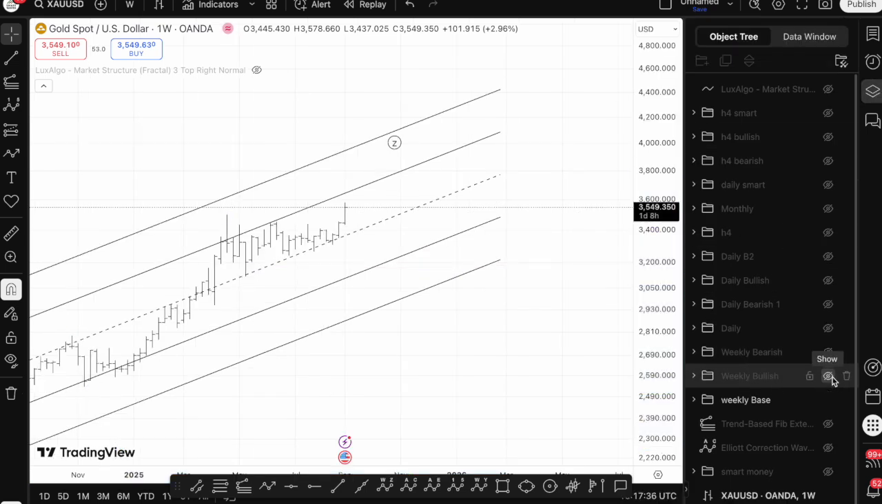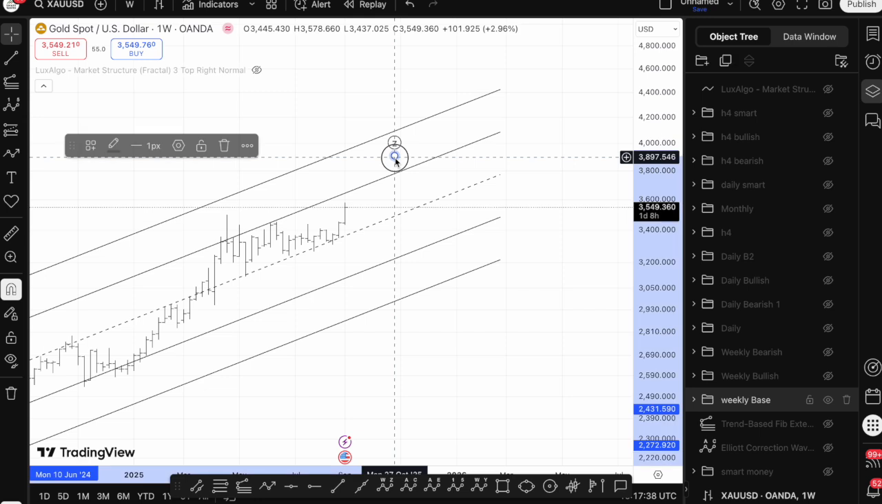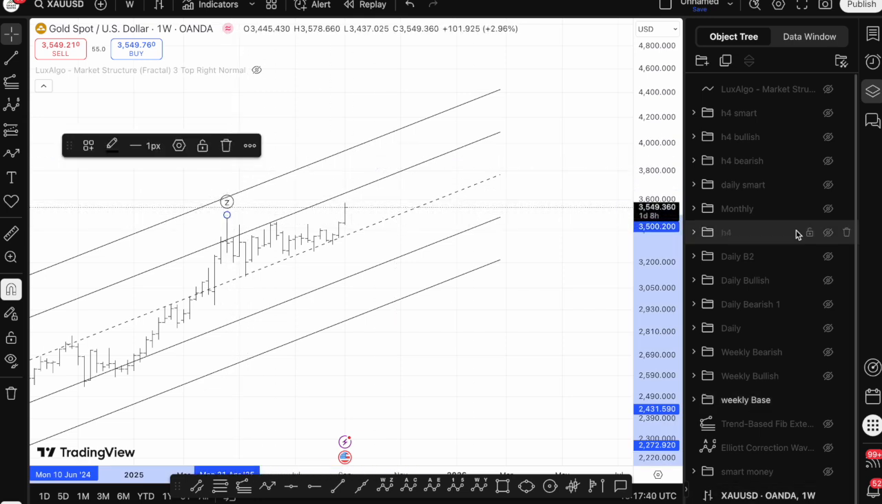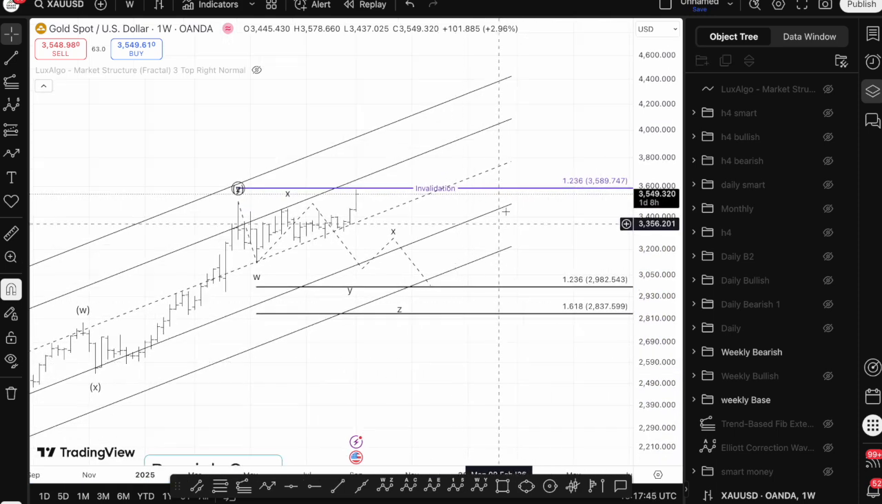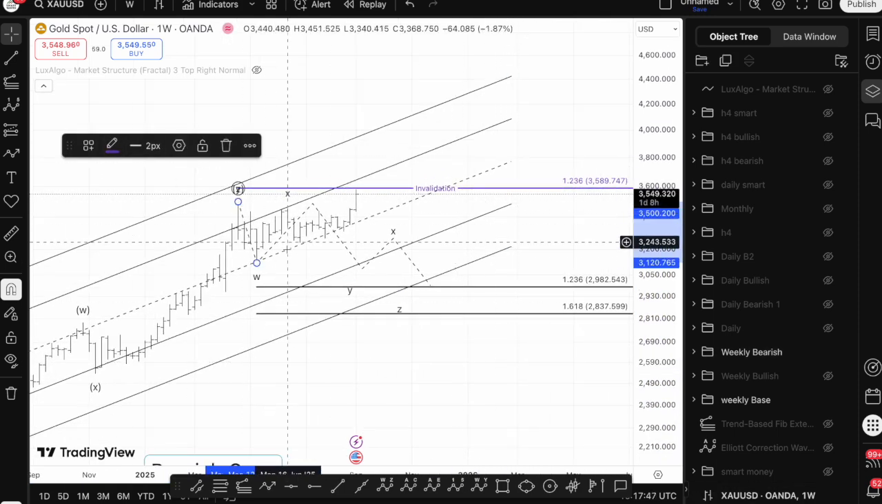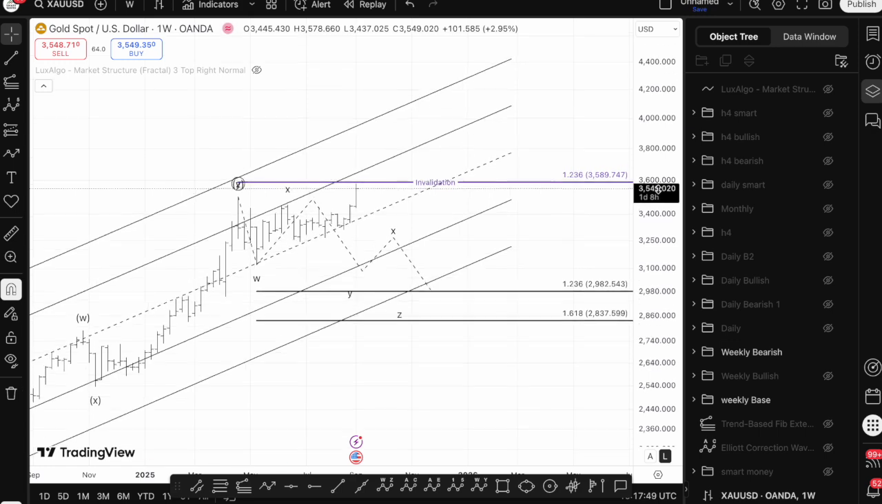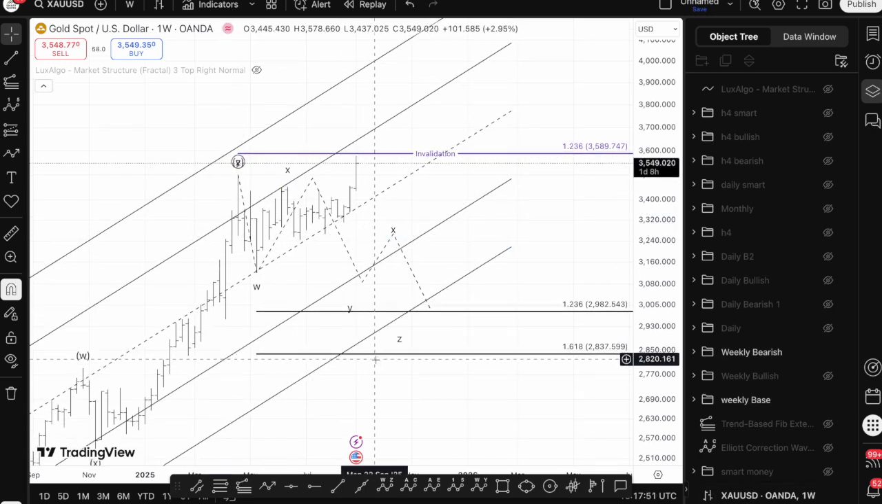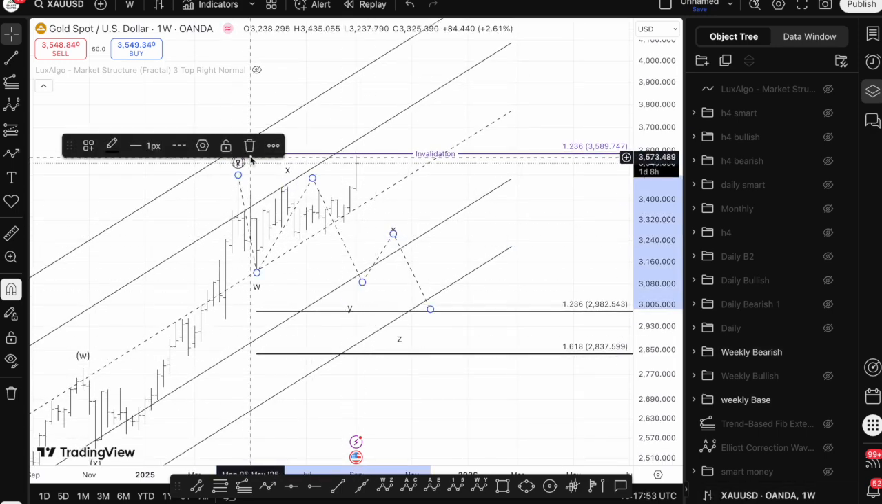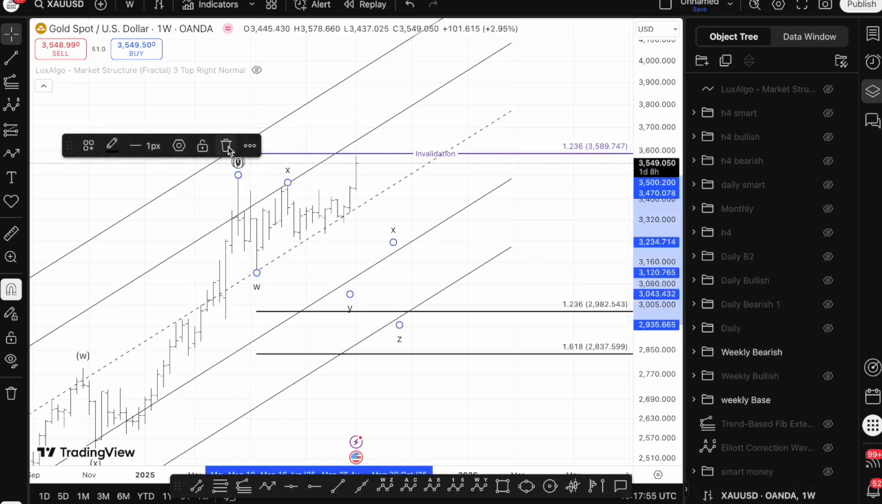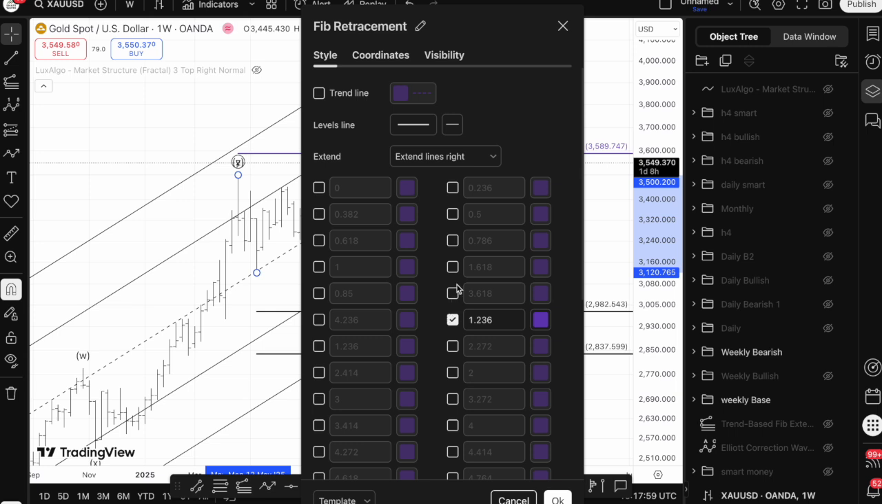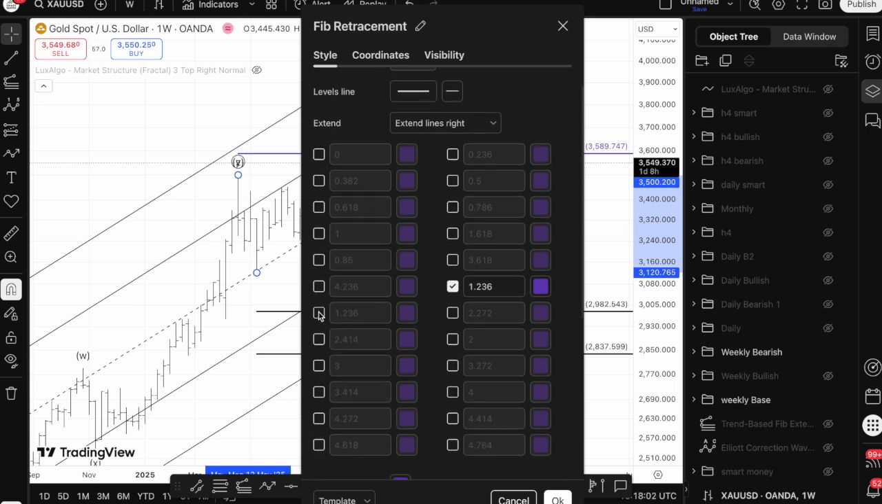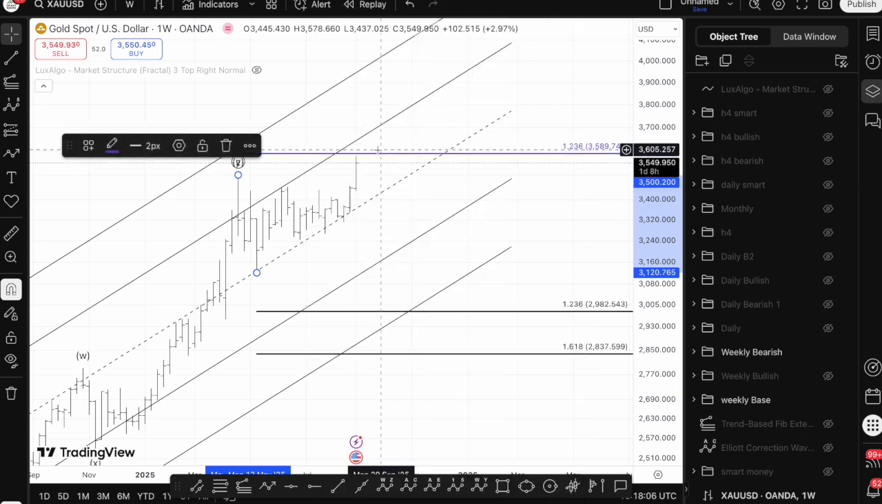So let me go back to the tree, turn the bullish count off, and claim that leg Z was finished here. And for the bearish case, I have to change it a little bit. So, guys, we could be actually looking at another expanded flat. Let me just delete these ones because it is now invalidated. And let me turn this on right here, 1.2, yeah.